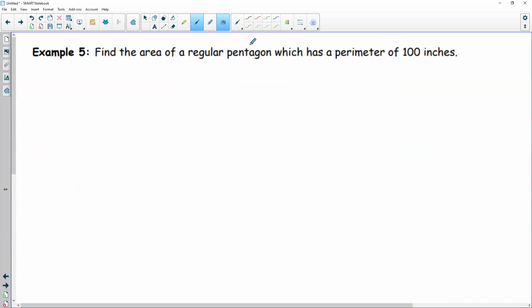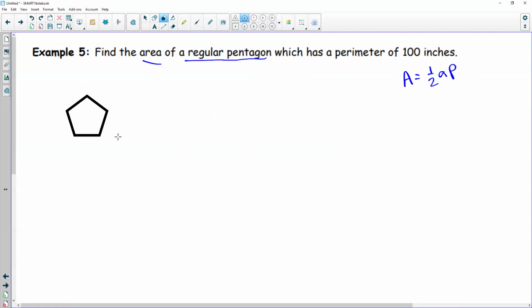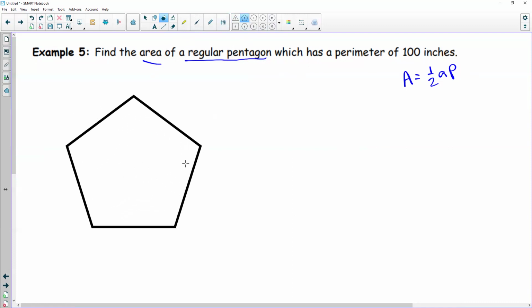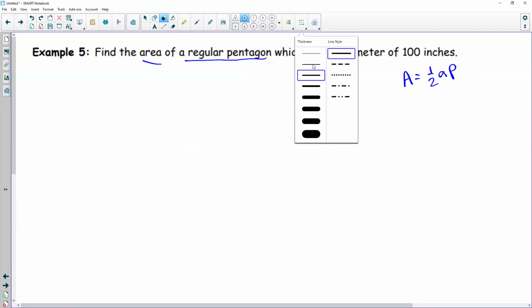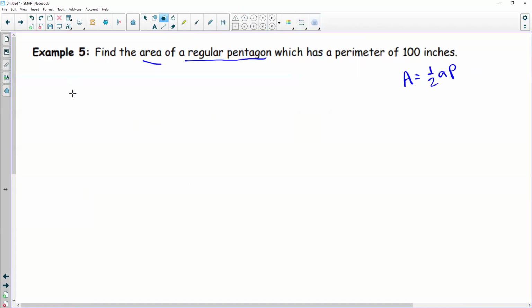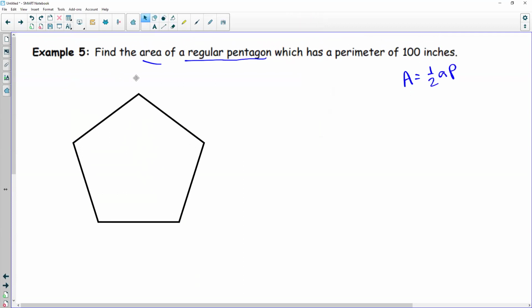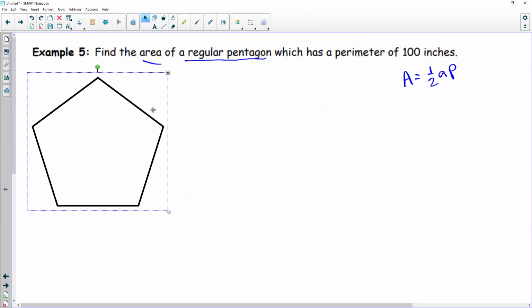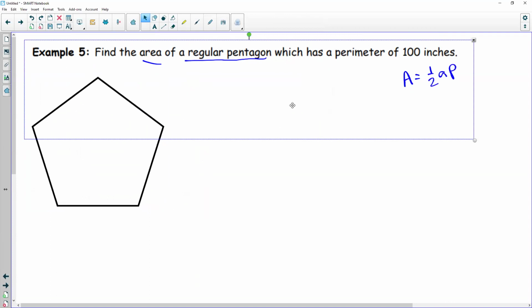So it says find the area of a regular pentagon, which has a perimeter of 100 inches. Well, the area of a regular polygon is found by taking 1/2 of the apothem times the perimeter. So we're going to draw a regular pentagon. Okay. So pentagon is 5 sides. So I'm going to draw our regular pentagon here. Let me do that a little bit thinner here. So here's our regular pentagon. Let's get this guy moved over here. And they tell you that it has a perimeter of 100 inches.